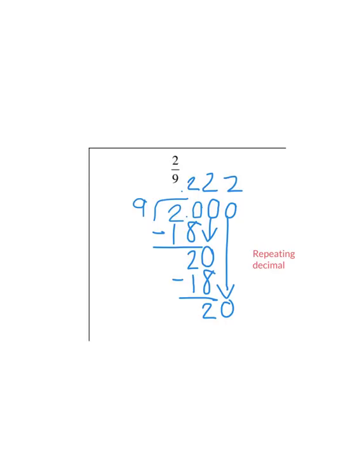Our answer is 0.2 repeating. So we're going to put our bar notation over the 2 to signify that that 2 will repeat on and on.